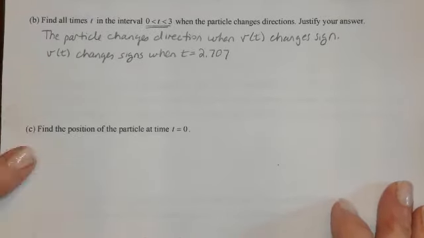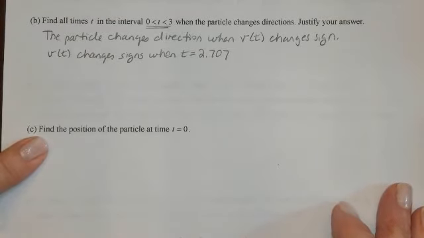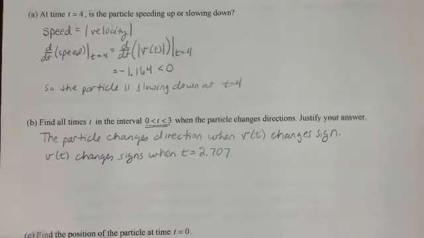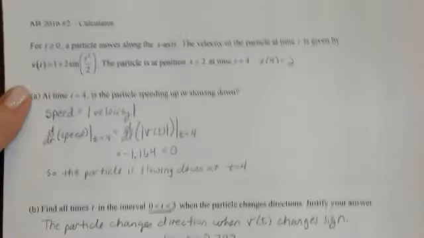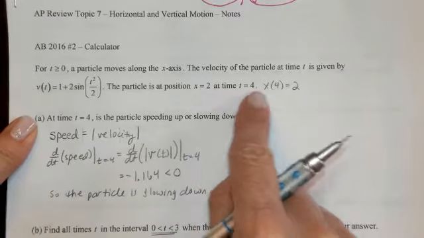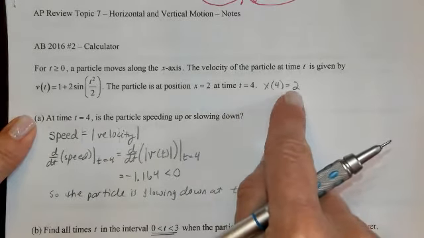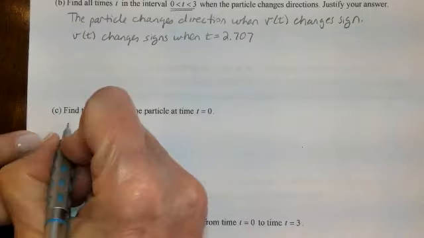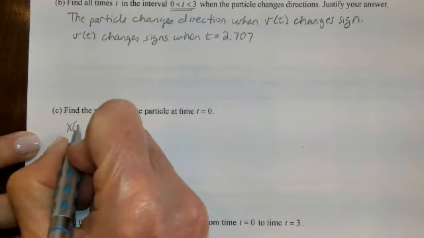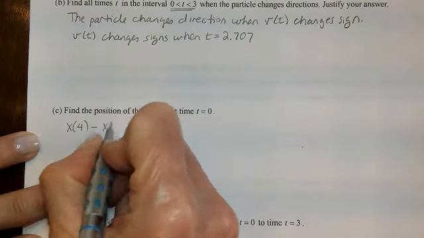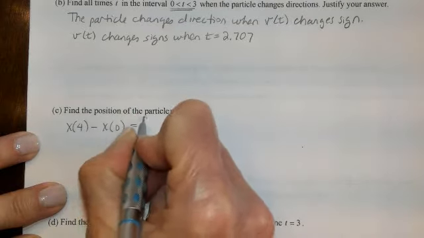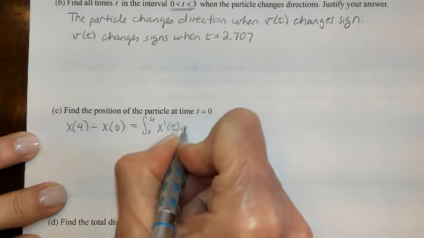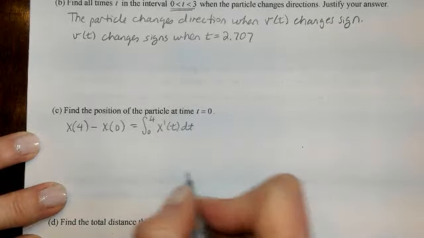All right. Part C, find the position of the particle at time 0. So we were given velocity, and we want to find position. We were given an initial position: at time 4, the position was 2. So I'm going to set up a little fundamental theorem. The position at time 4 minus the position at time 0 is equal to the integral from 0 to 4 of x prime, and x prime is also the velocity.